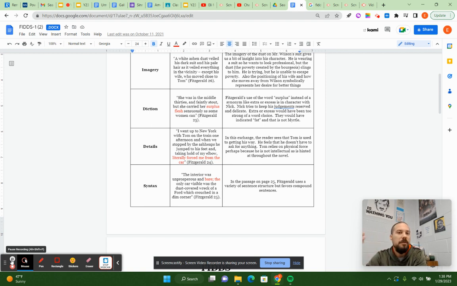It's a similar thing when authors use specific words over another that might make more sense or might be the first word that pops in your head, right? Well, sometimes it's not the best thing to use the first word that pops in your head because maybe there's another way to put it that evokes something deeper, or something more powerful. And so if you look at the example, "She was in her middle 30s and faintly stout, but she carried her surplus flesh as sensuously as some women can."